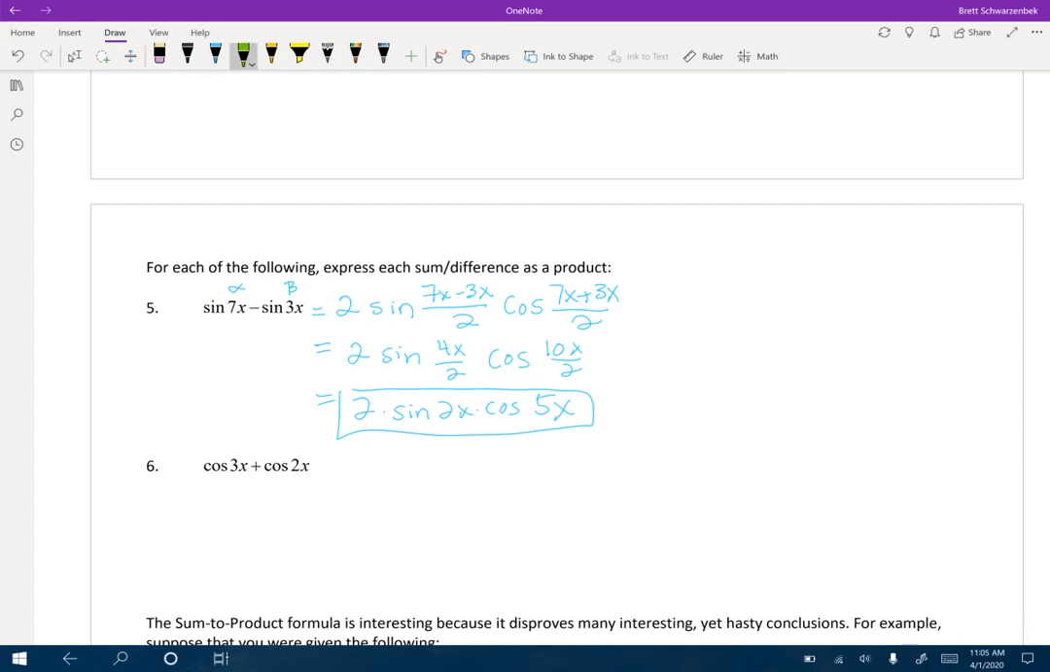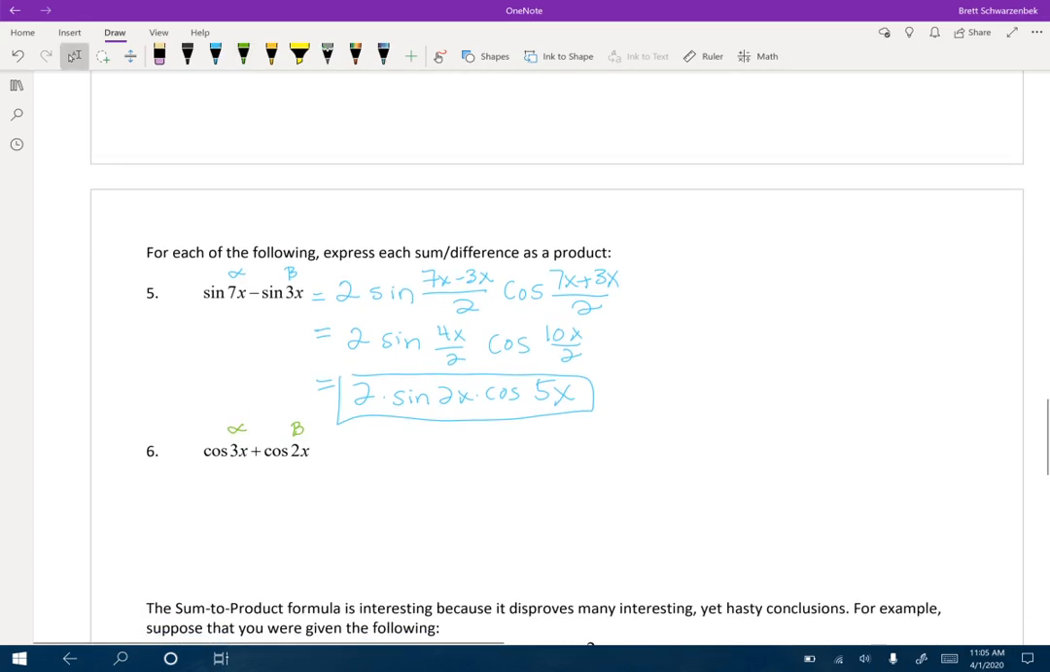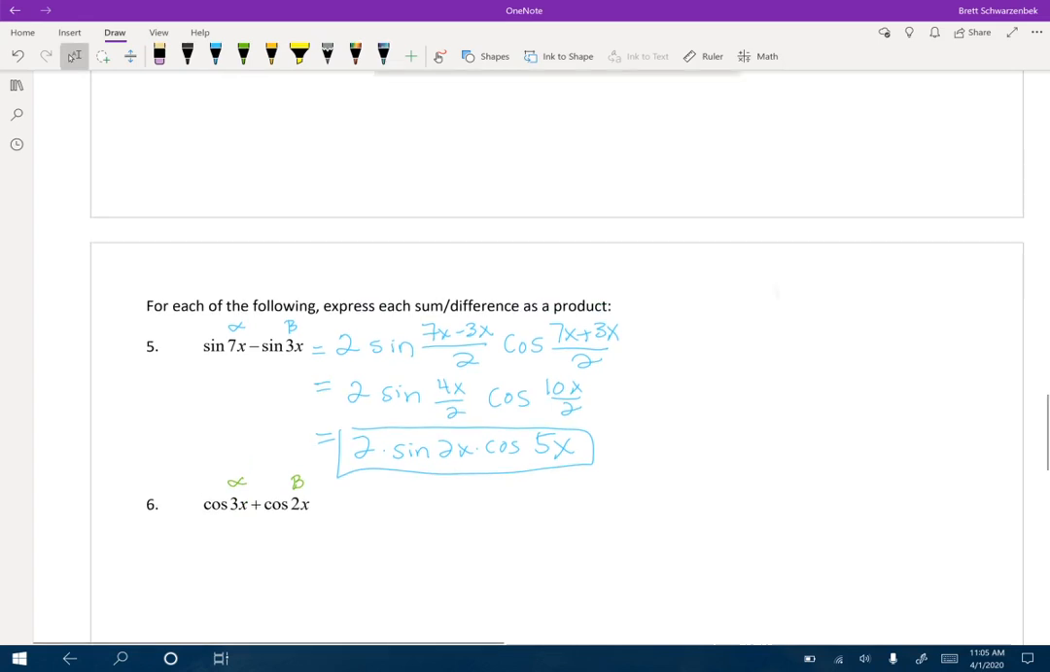Okay, one more, alpha and beta again. So remember, in both of these, this is not sine 4x, this is not cosine 5x. That is illegal, as we said at the end of the other problem. So just be aware of that. Students will just do that because, hey, it looks good. Don't do that.